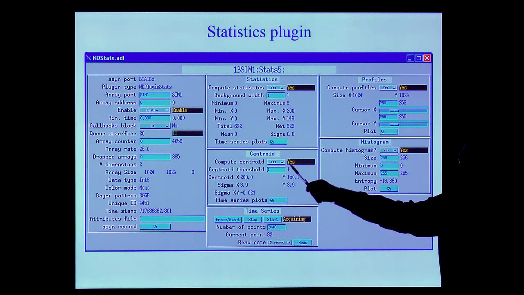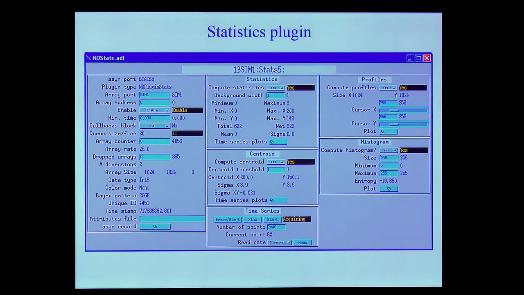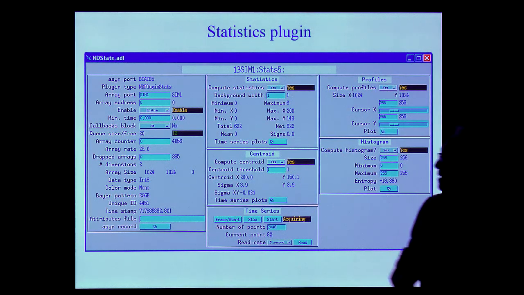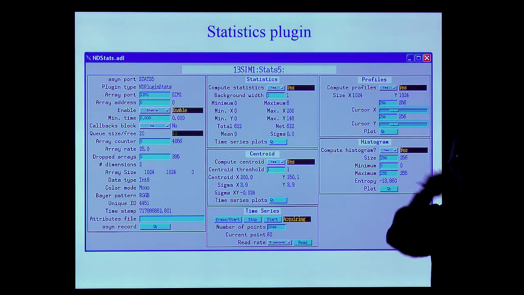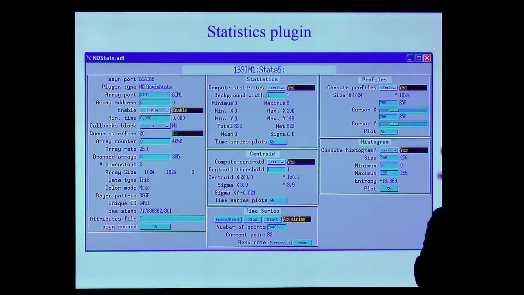So that's the net. Then you can enable a centroid calculation, and it has a threshold. Let's say you've got a beam, the image of a focused beam on your sample, on a scintillator or something. But there is some background intensity, and you don't want that to contribute to the centroid calculation. You just want to count the beam.